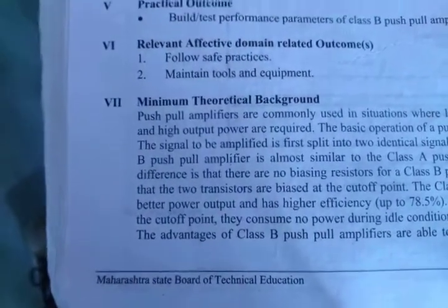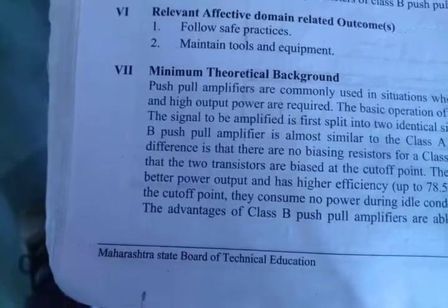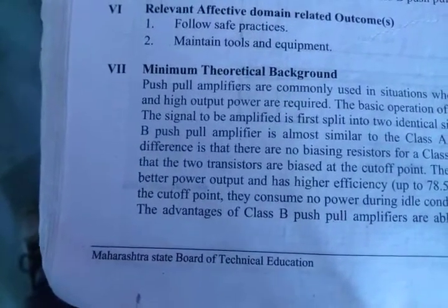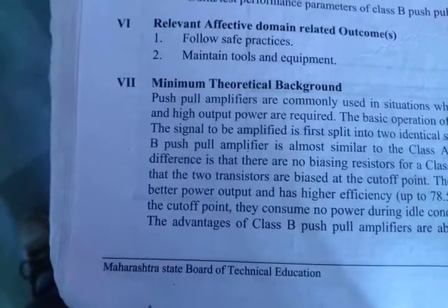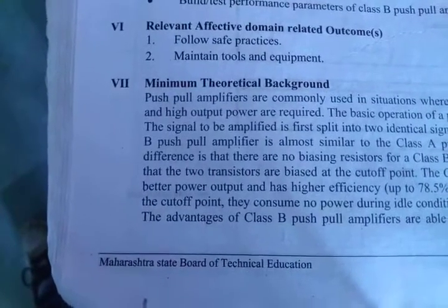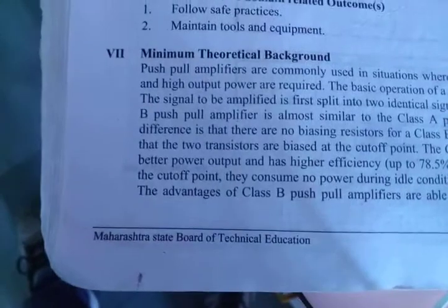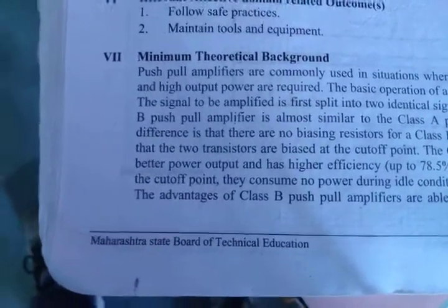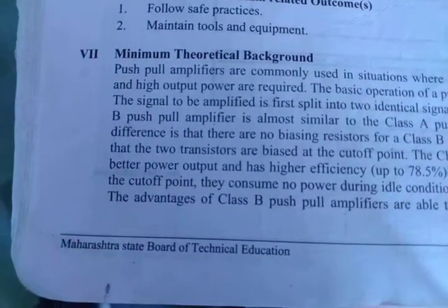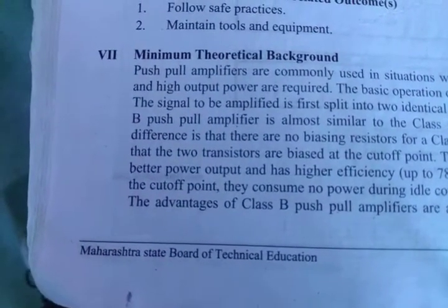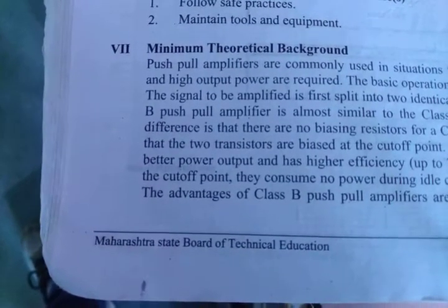The basic operation of class B push-pull amplifier is similar to that of the class B, but here two transistors are used. The signal to be amplified is first split into two identical signals 180 degrees out of phase. The class B push-pull amplifier is almost similar to class A push-pull amplifier, and the only difference is that there are no biasing resistors for a class B push-pull amplifier.